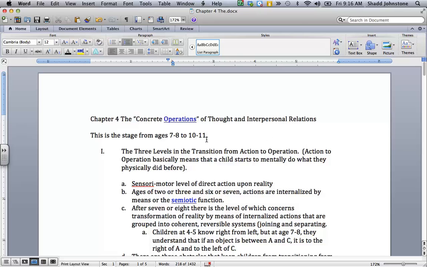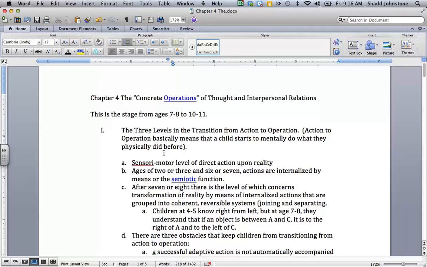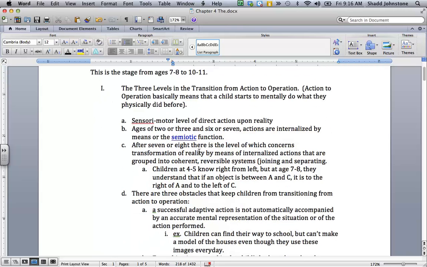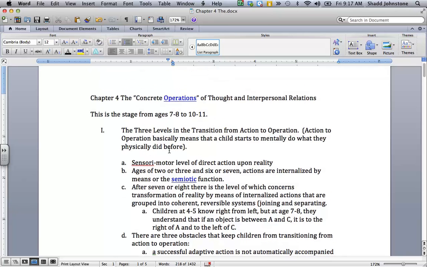I went down and I liked how Piaget divided it into three stages. They didn't just focus on the concrete operation stage. They did focus on the other stages too to help see the transitions.